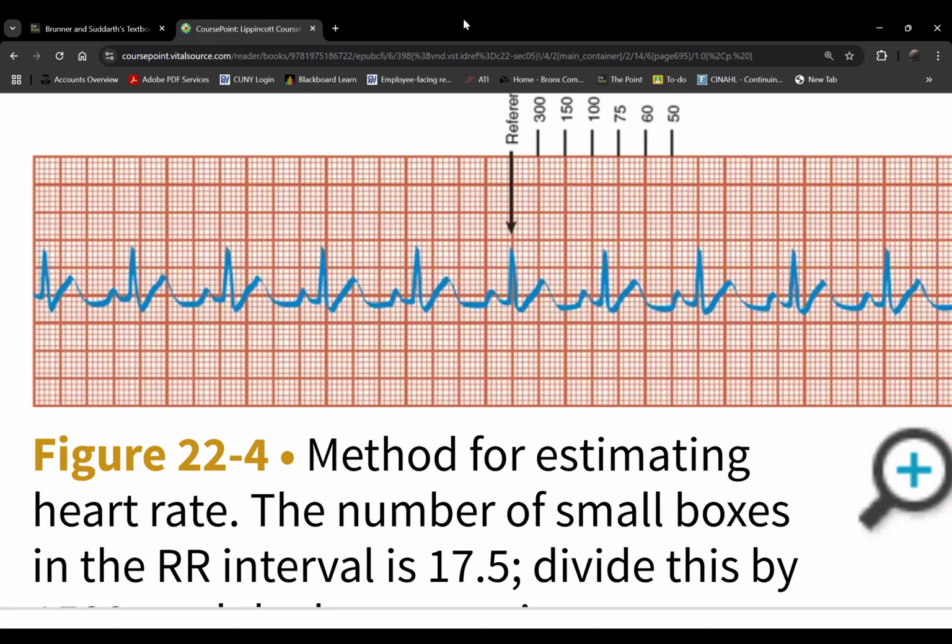Okay, so we know there are 5 small boxes in each big box, right? So I'll go 5, 10, 15, plus how many small boxes do you see here? It's not really one because it's way past that line there. So the R fell between these two. So there's 1.5 there, right? Okay, 1.5.